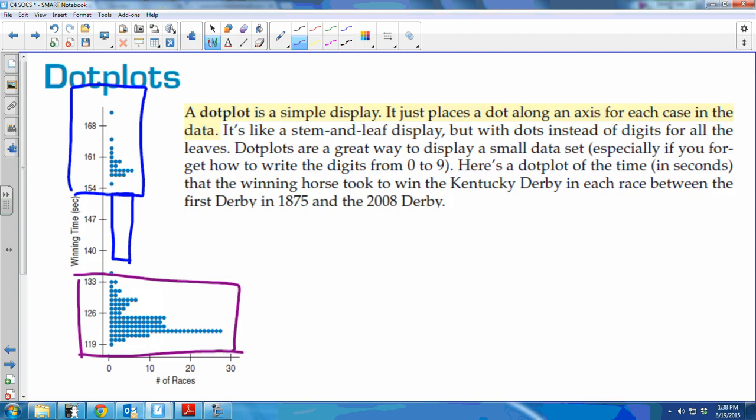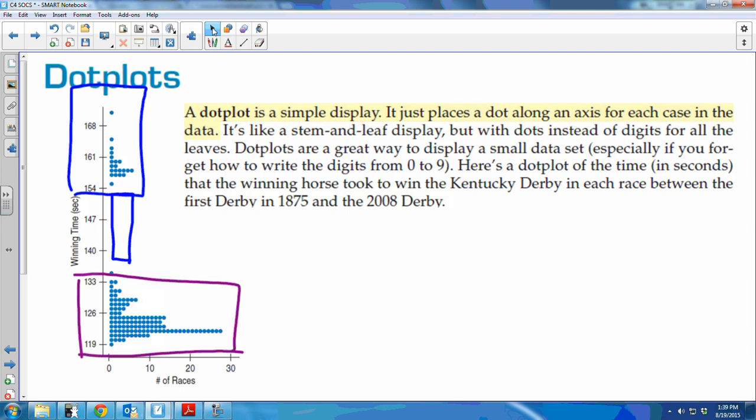Does that make sense? So the assignment I'm going to give you, there'll be a few problems where you're looking at a picture and just describing the shape. Right? It's unimodal and symmetric. It's unimodal and skewed to the right. It's bimodal. All right? Things like that. You're going to be using descriptive words to describe the shape. And then some of the questions, you're going to make your own stem and leaf plots or make your own dot plots and then talk about the shape there as well.